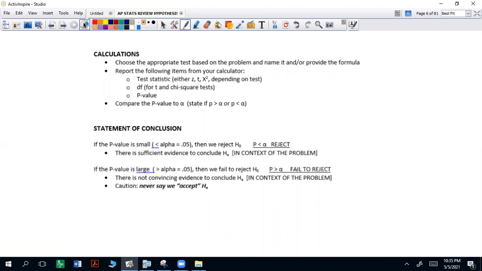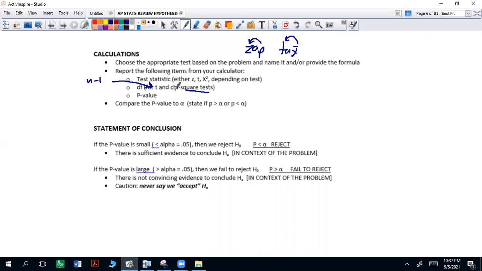For your calculations, you're going to choose the appropriate test based on the problem. So proportions use Z. We've got ZAP TAX, right? Proportions use Z, two proportions use 2 sample Z, means use T. So your test statistic is either going to be a Z, T, or chi-square depending on the test. Degrees of freedom for T is always going to be n minus 1. And degrees of freedom for chi-square tests depends on the chi-square. We'll get more into that in the next couple things here.